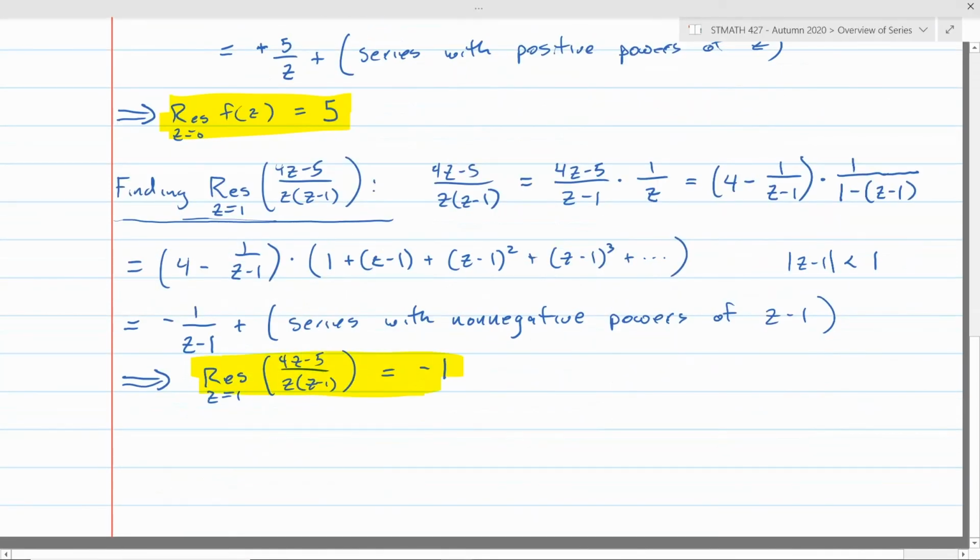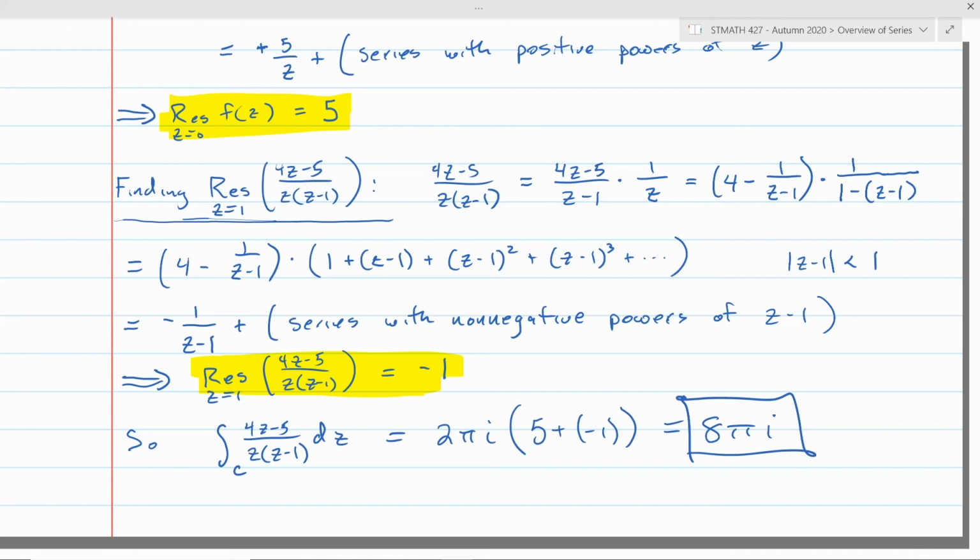So we just have to add those up and multiply by 2 pi i. So the integral around C of 4z minus 5 over z times z minus 1 dz equals 2 pi i times the sum of those two residues, so 5 plus negative 1. So that would be 8 pi i. And that's really pretty cool, I think.